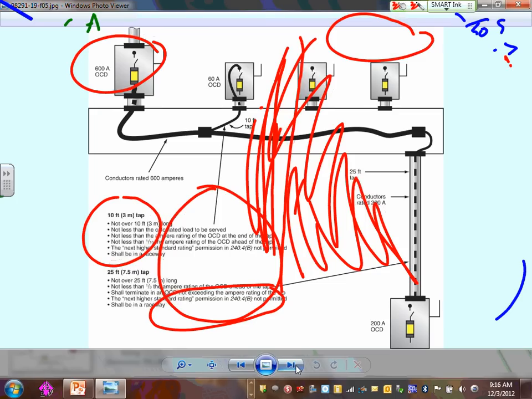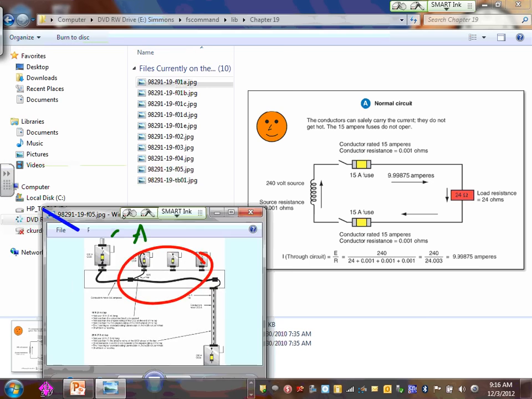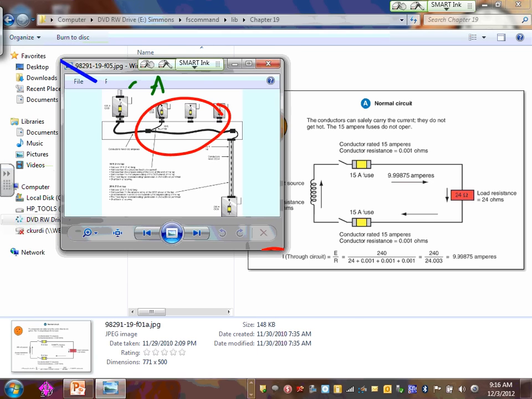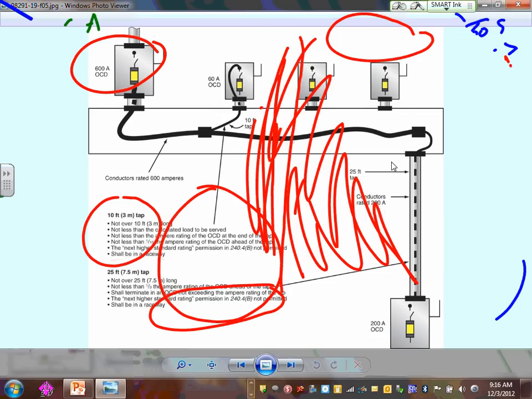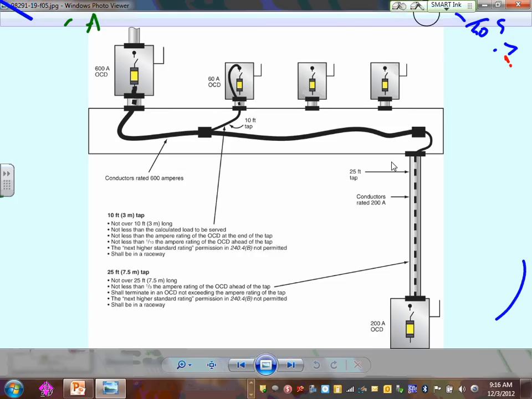Okay, the last thing on my agenda, my friends, before I let you go on a Monday: the tap rules. This is one of the nicest ways of summarizing the tap rules. Let's go summarize the tap rules.